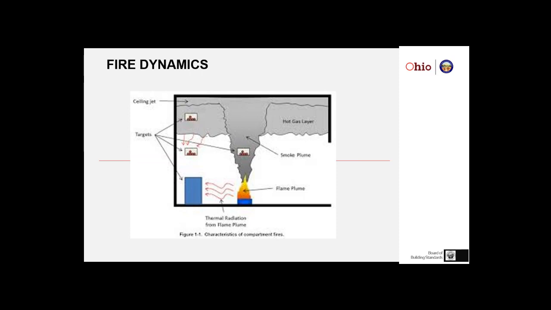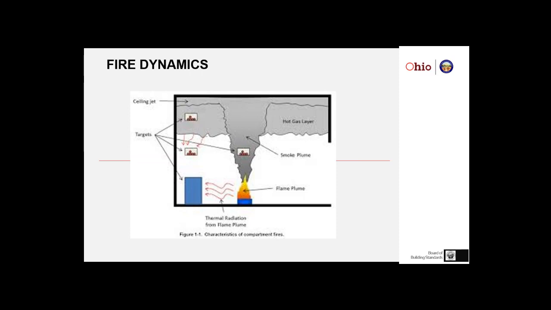But this is a typical fire plume. So imagine that the fire was started right there in the center of this room, and you can see how the smoke kind of immediately goes straight up, and it kind of flattens out at the top of the ceiling. We call that the ceiling jet. And once the room is filled with smoke at the ceiling level, then that smoke quickly starts dropping.